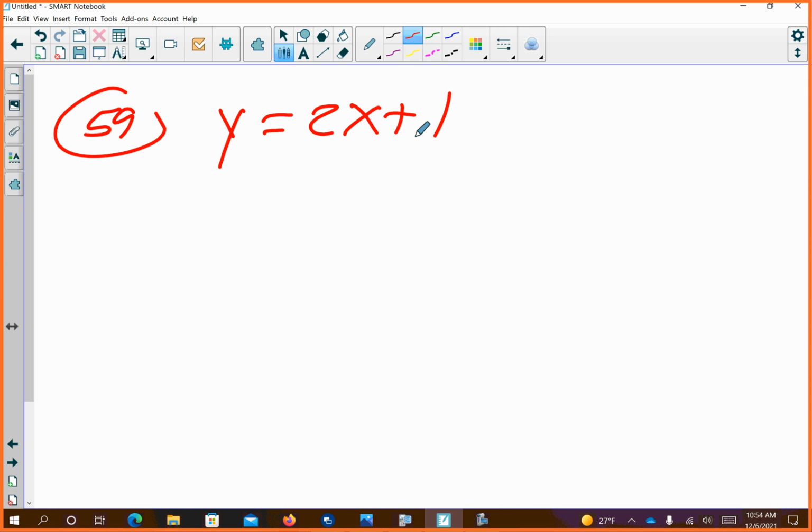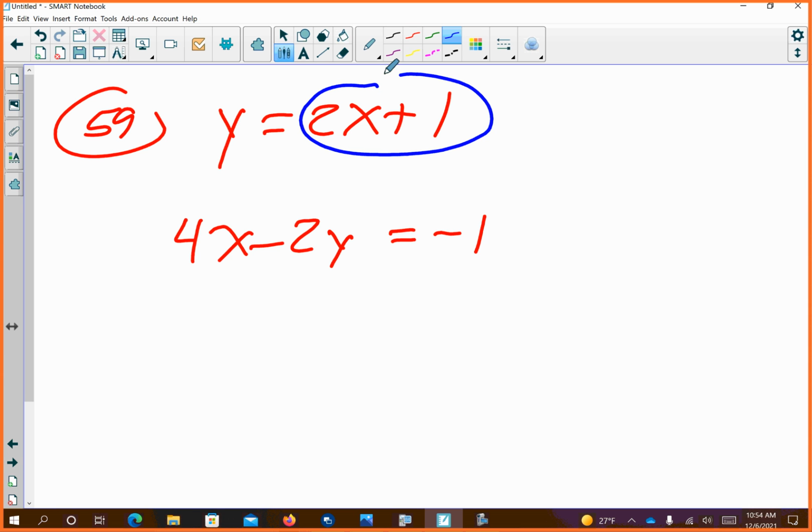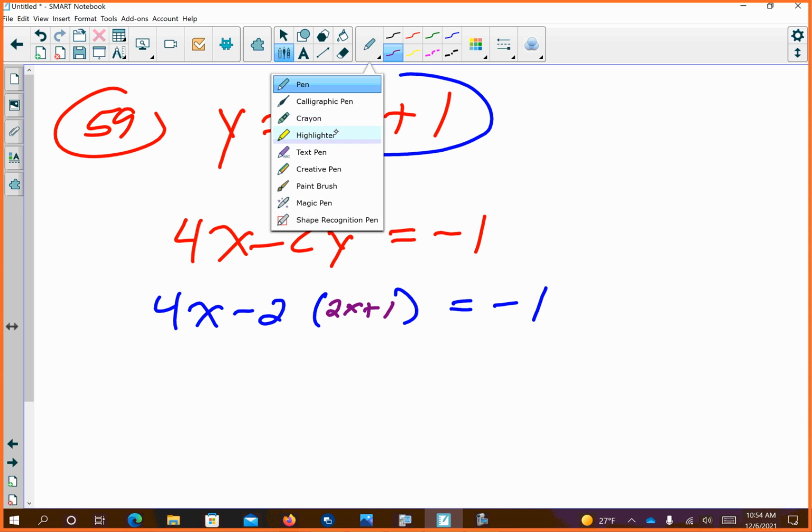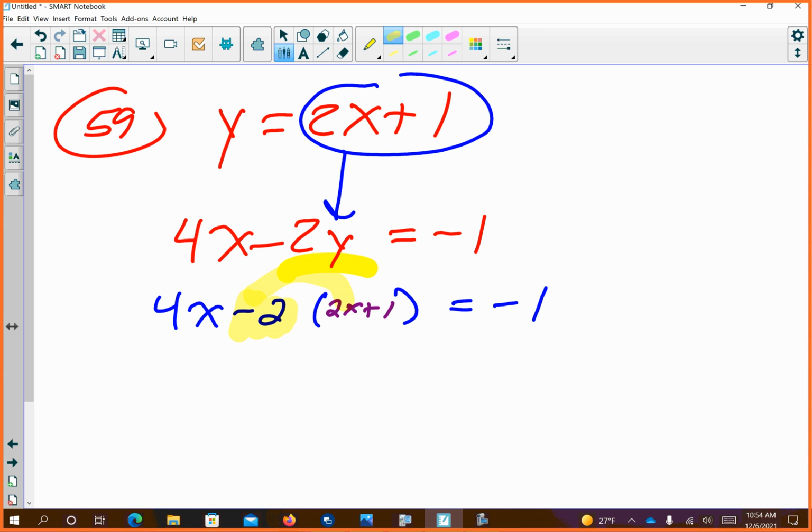Number 59, it says another substitution. All right, substitution, I'm going to take that, I'm going to plug it in there. Where those parentheses live is where y used to live. Now it's going to be 2x plus 1. Don't forget to distribute the -2 over the parentheses. So I'm going to get 4x minus 4x minus 2 equals -1.